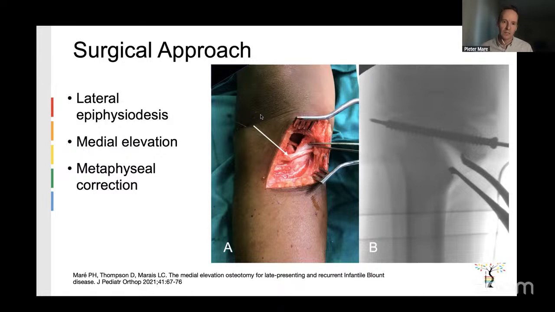from the metaphysis. And in the image on the right, you can see a laminar spreader performing the elevation osteotomy, and a large fragment cannulated screw maintaining that elevation. We pack that defect with a chamfered fibula graft, which we take from the middle third on the same leg. And then lastly, we complete the procedure by performing a metaphyseal corrective osteotomy, which is necessary in most cases.